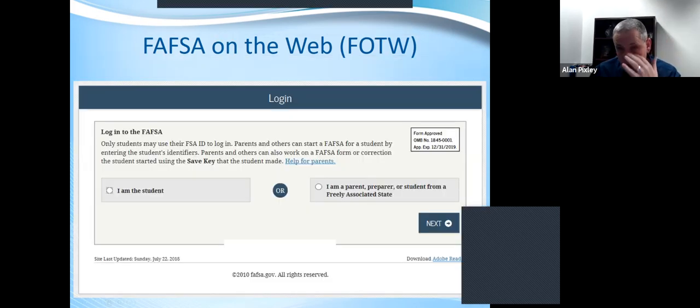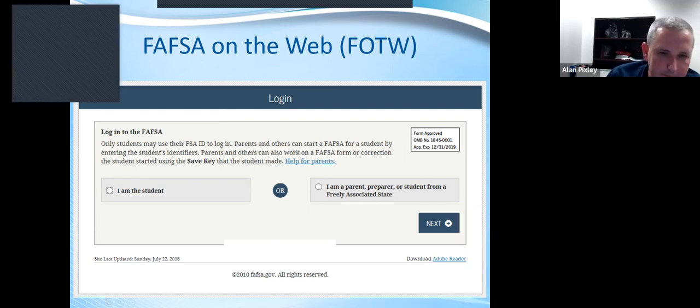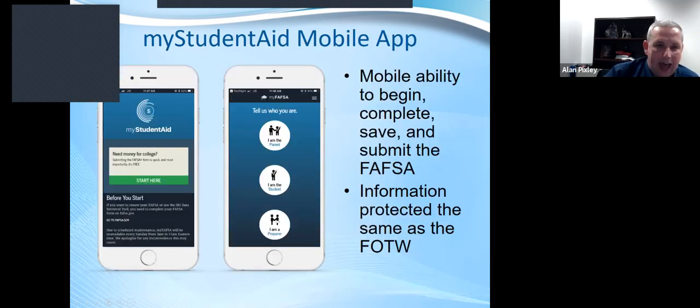Okay, so now we got you into the application itself. Here's where you would mark whether I am the student or I am a parent or preparer or student from a freely associated state. So there are those two choices. Simply click next, and then that's going to take you into the body of that application.